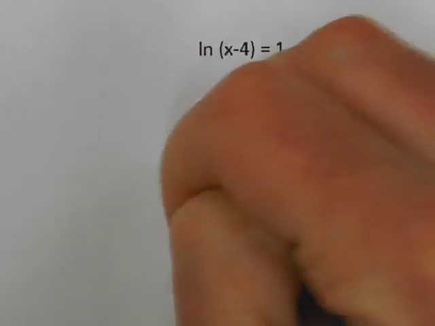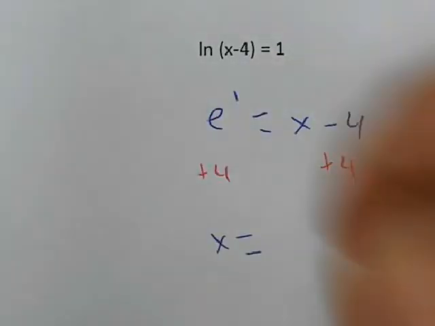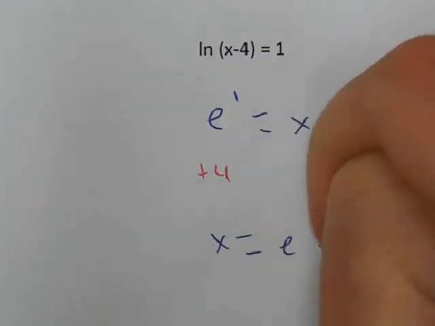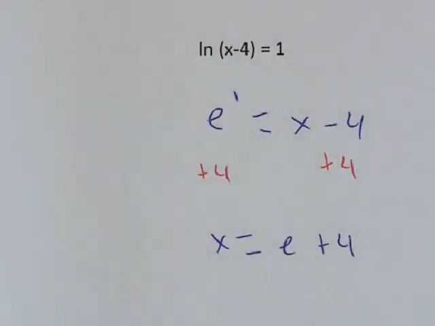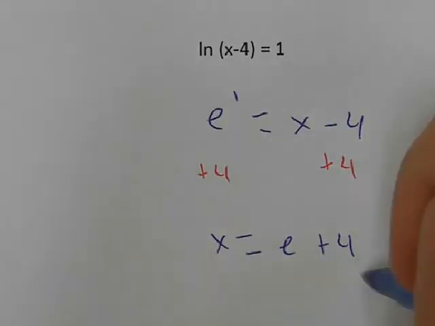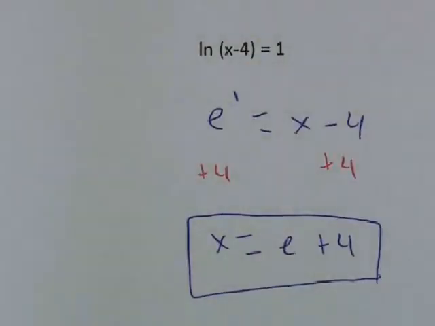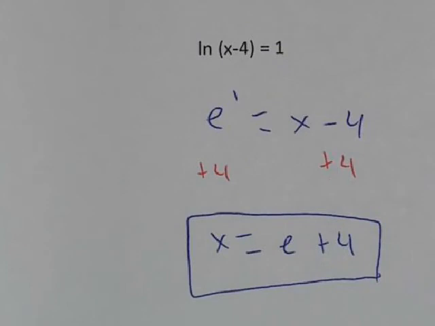And then I get x by itself equals e plus 4. Or 4 plus e, the order doesn't matter. It's kind of like pi plus 4. Okay, same thing. So there's our answer. So some of your answers are going to have e in it. That's okay. It's just a number.